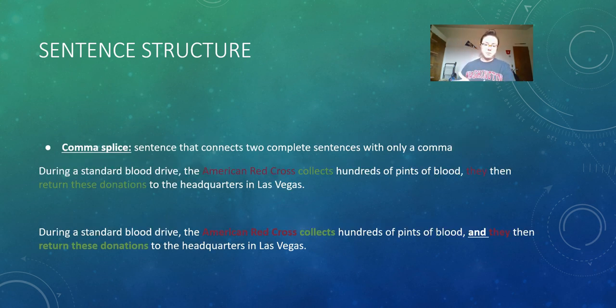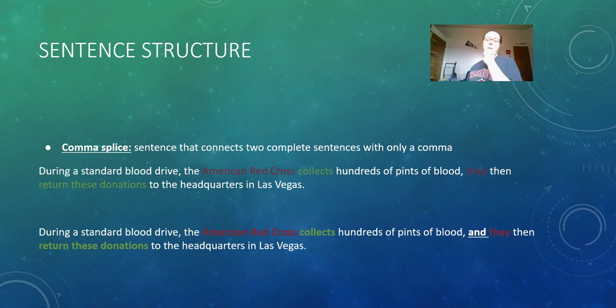All right, so comma splice. So that's a sentence that connects two complete sentences only with a comma. So it's like a run-on, but instead of having nothing in between the two sentences, there's a comma in between it. So we've got this first example here. During a standard blood drive, the American Red Cross collects hundreds of pints of blood, comma, they then return these donations to the headquarters in Las Vegas.